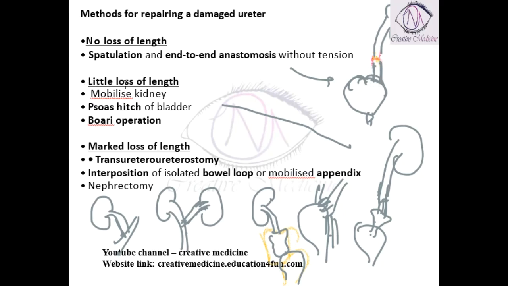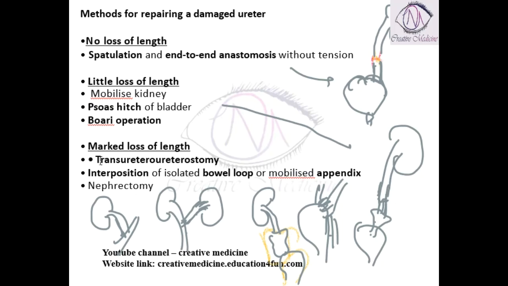Second, if there is very little loss of length, then we can mobilize the kidney and then make a psoas hitch of the bladder. In psoas hitch of the bladder, you bring the bladder upwards and you combine it with the psoas muscle, which is called psoas hitch of the bladder. It is recommended. Or we can do a Boari flap operation. In Boari flap operation, the bladder is taken and this part of the bladder is refashioned into the ureter and it is anastomosed with the ureter to maintain the continuity of the ureter and the bladder for the passage of the urine.